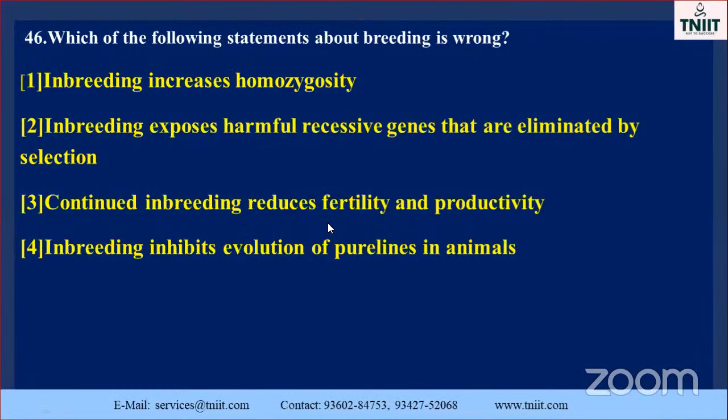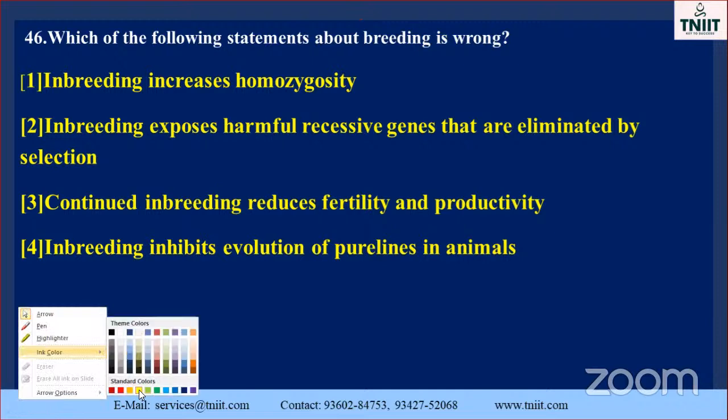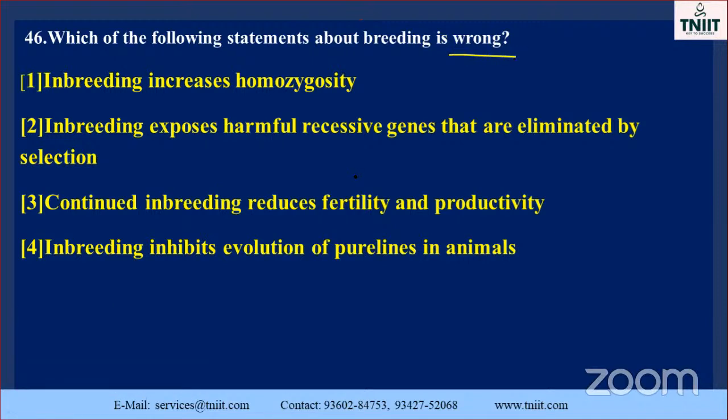Okay. Next one: which of the following statements about breeding is wrong? Wrong statements only they ask, isn't it? See the first one. Inbreeding increases homozygosity. Yes, homozygosity will be increased. Suppose self-pollinated, what happened now? It increased the homozygosity. Again, what happened here? So only homozygosity will be possible.